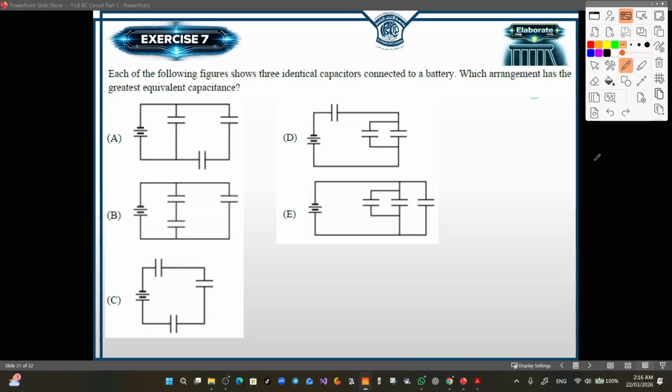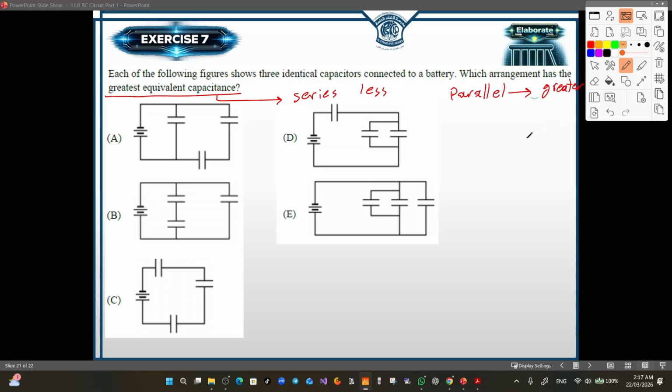Now this is the last question for today's lesson. Each of the following figures shows 3 identical capacitors connected to a battery. Which arrangement has the greatest equivalent capacitance? Now remember that in series we always get less capacitance than the individual, but in parallel we will get greater capacitance than the individual.